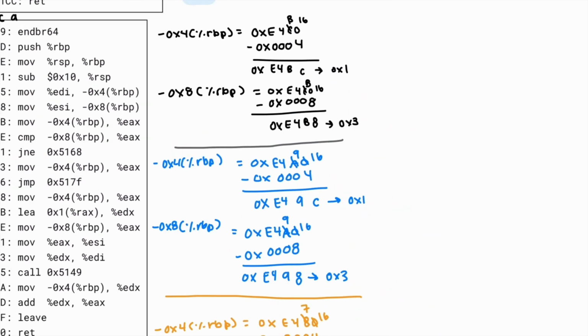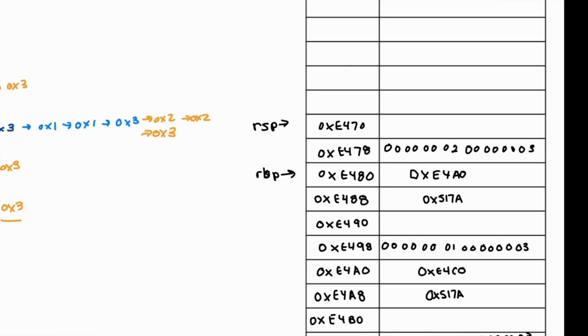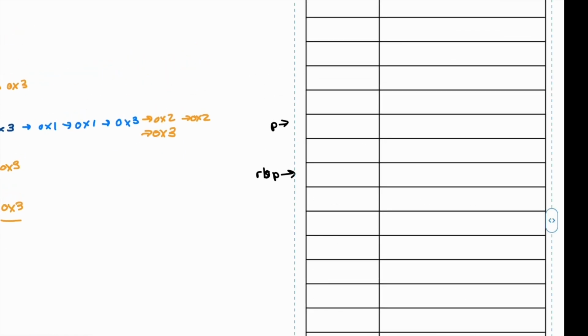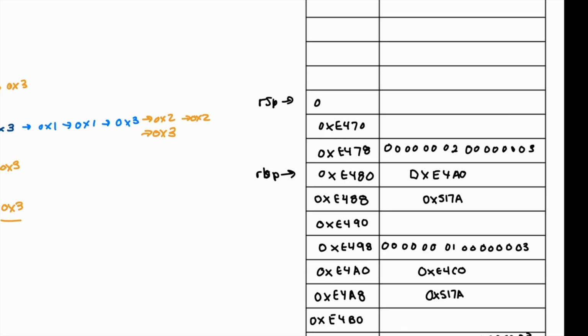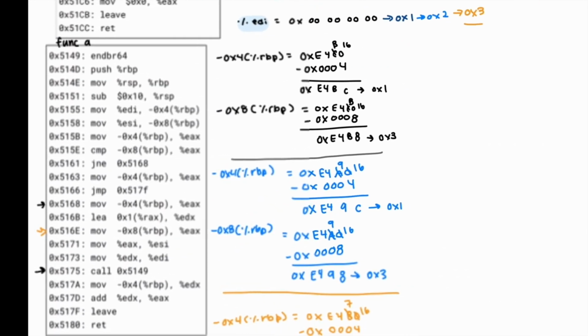Okay, after that we get down to this point. So we're going to call, we have to make 8 more bytes. Oops, this is 0xe468, and then we have our return address that has to go in here, 517A, and then we jump and we're back at the beginning.